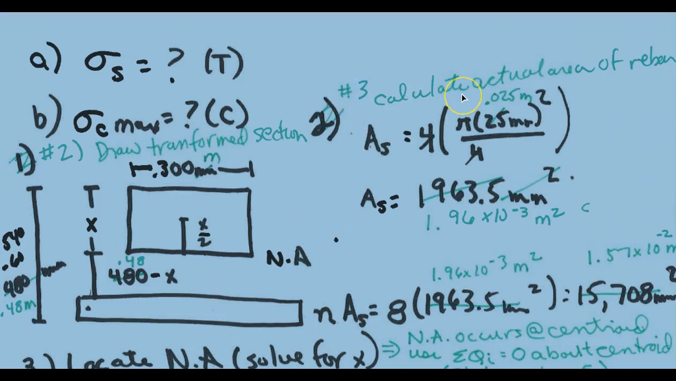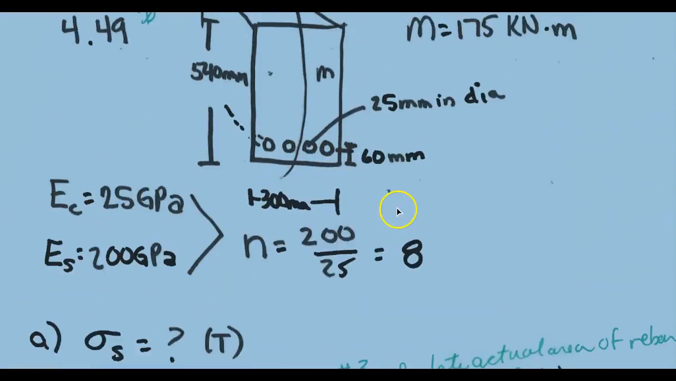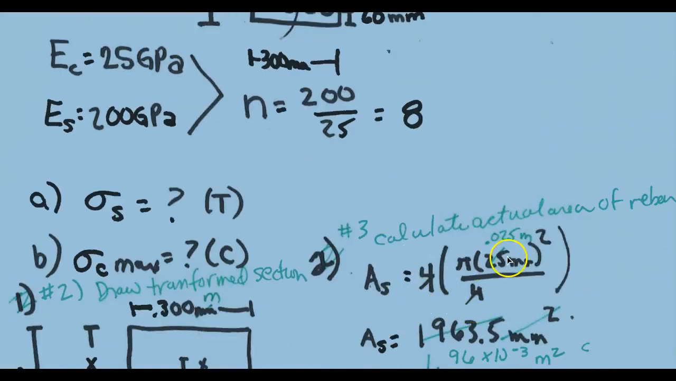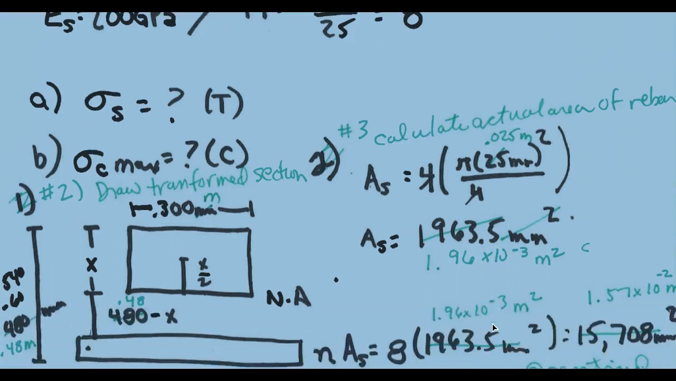The third thing we do is to calculate the actual area of the rebar, and then we calculate the transformed area of the rebar. So the area of a circle, and each of these pieces of rebar has the cross section of a circle, would be pi d squared over 4. And in this section there are 4 of them. So we multiply this quantity by 4 and we come up with an area of the steel equal to 1.96 times 10 to the negative 3rd meters squared.